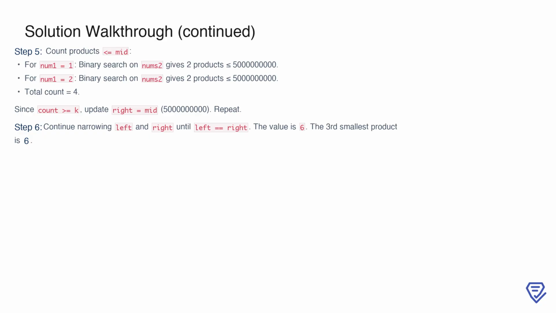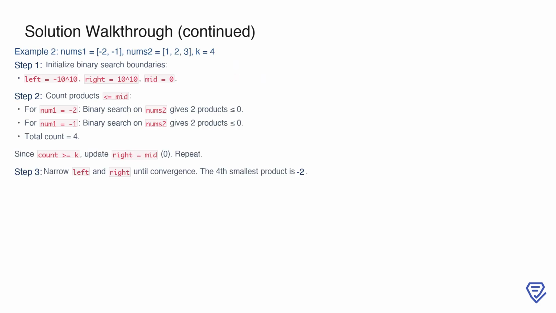At that point, the value of left represents the third smallest product, which is 6. Now, let's consider a second example where nums1 is -2, -1, nums2 is 1, 2, 3, and k is 4. As before, we initialize the binary search boundaries with left set to -10 to the power of 10, right set to 10 to the power of 10, and mid calculated as the average, which starts at 0.